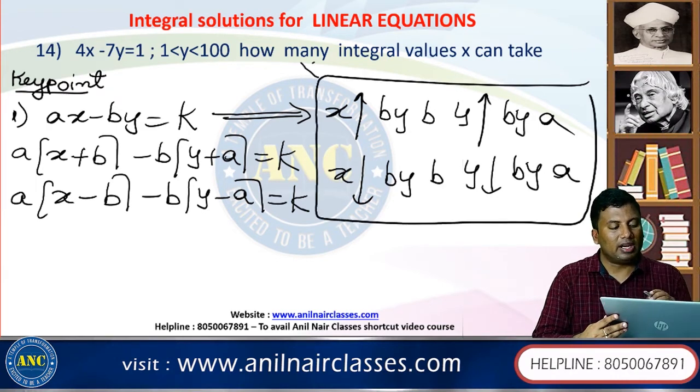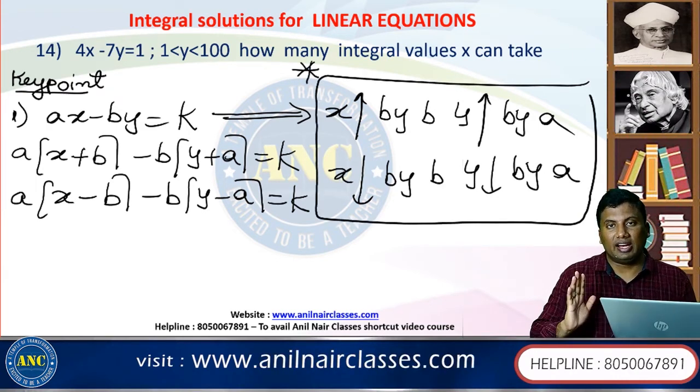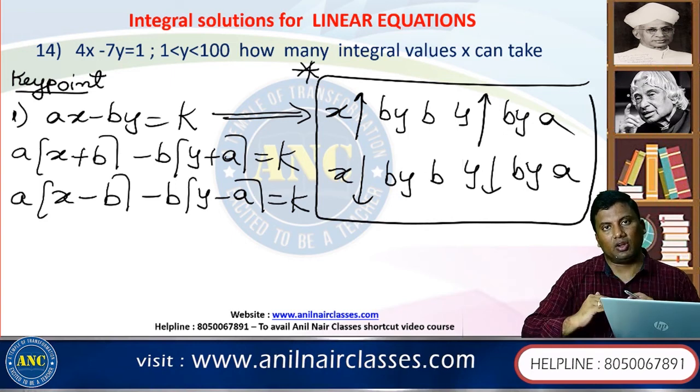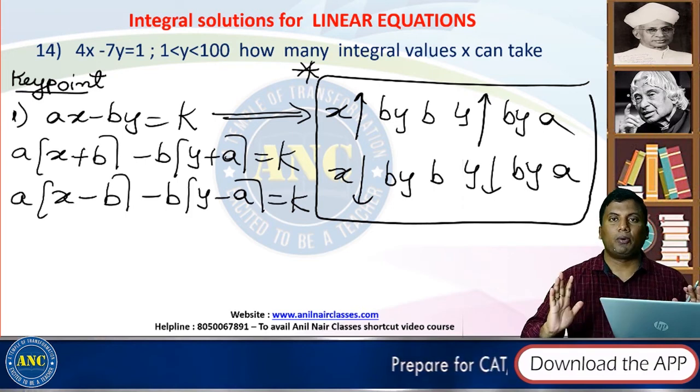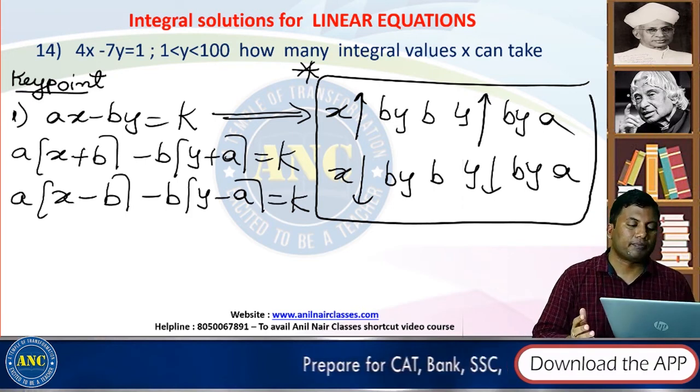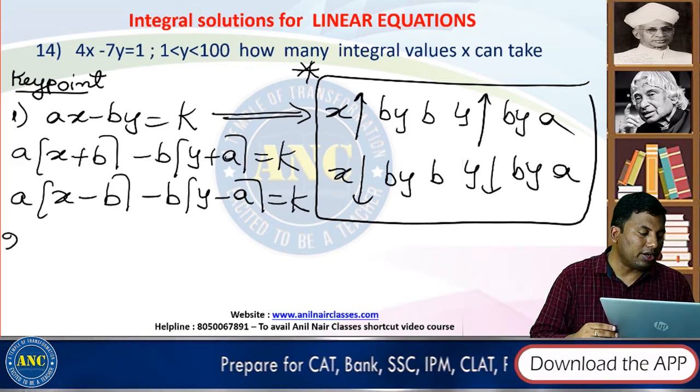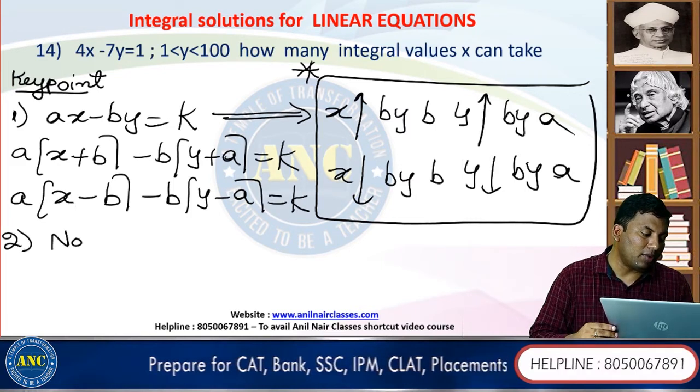Because it is minus, x and y are directly related. If x increases, y also increases. If x decreases, y also decreases. Key point 1, I hope it is clear. Key point 2, none of a comma b.